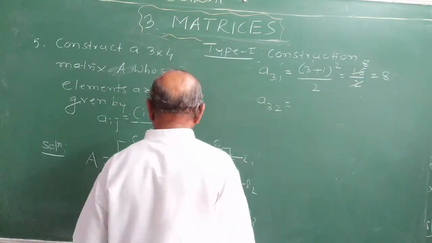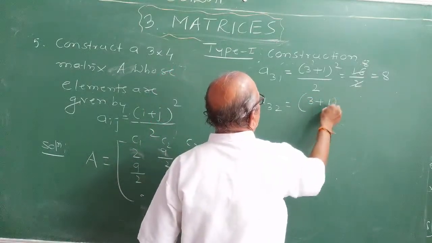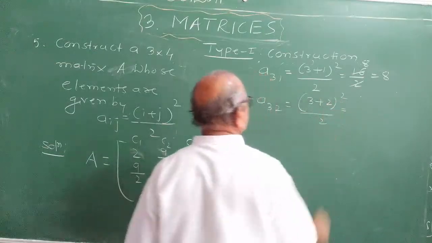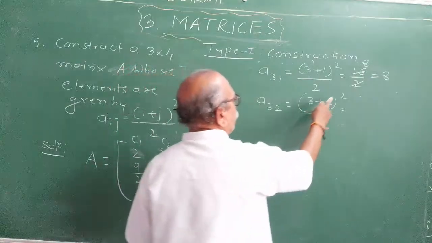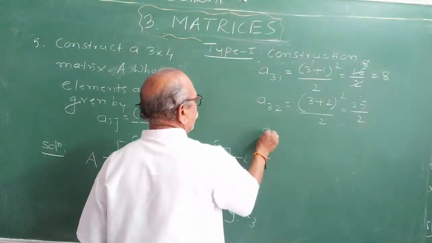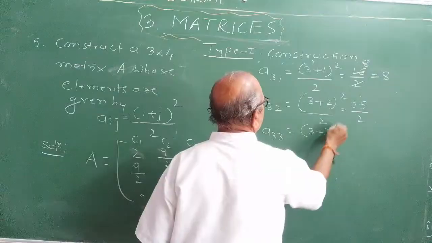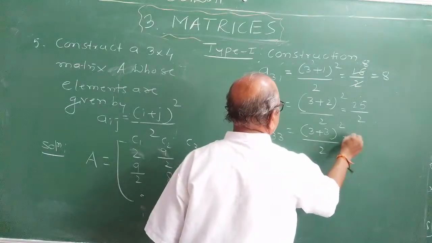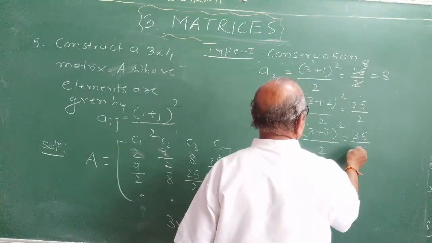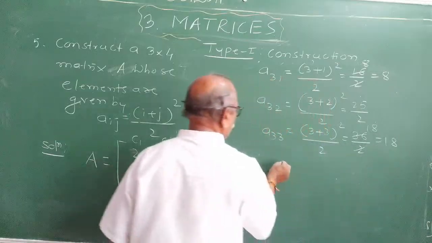Similarly, you can get A32. Okay, 3 by 4 matrix. (3 plus 2) square upon 2. 3 plus 2 is 5, square is 25 by 2. A33, third row, third column, whole square upon 2. 3 plus 3 is 6, square is 36 upon 2. 2 ones are 2, 2 eights are 16. Your answer will be 18.